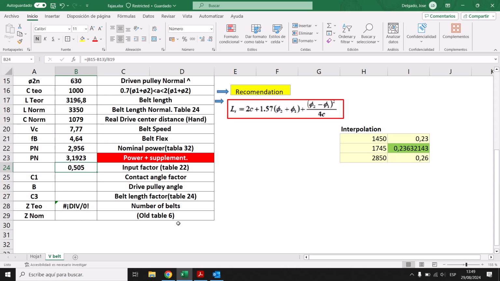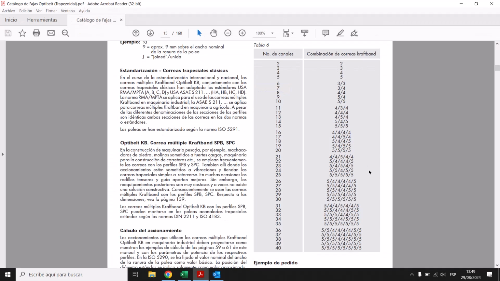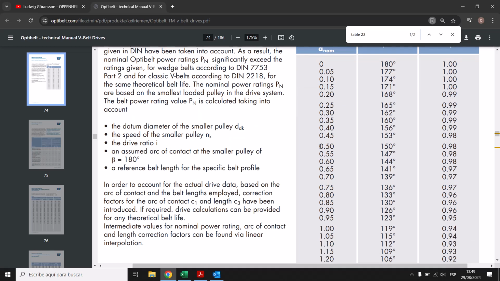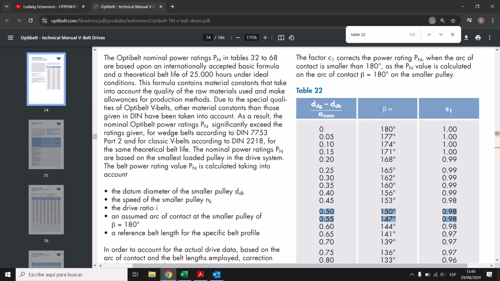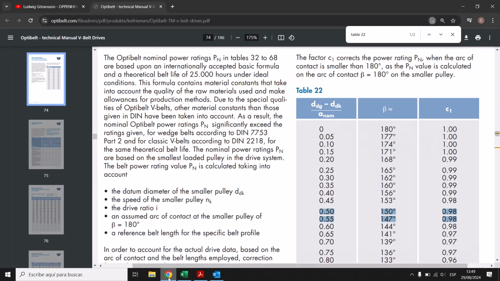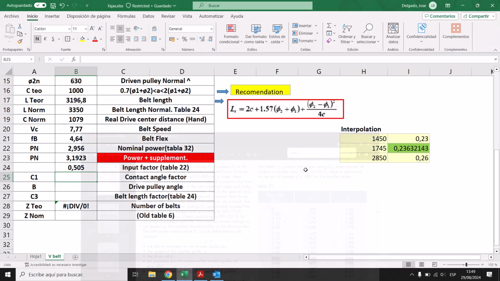With this, we're at 0.505, 0.505. It's between these two angles and the different contact angle factors. How are we going to select this? With the same 0.5, you should interpolate.